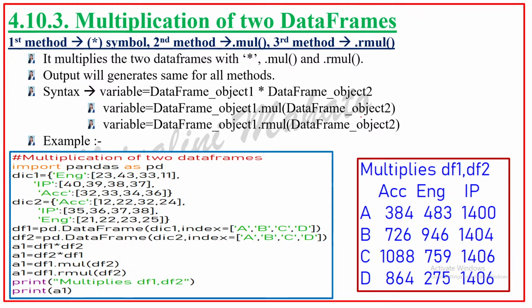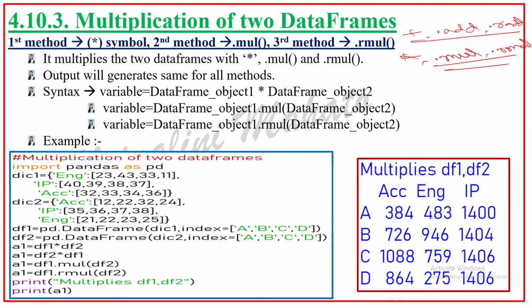Next, multiplication of two data frames. Just like addition, where the plus symbol, dot add, and dot r add generate the same results, the same thing applies in multiplication. The multiplication symbol, dot mul, or dot r mul will generate the same result.